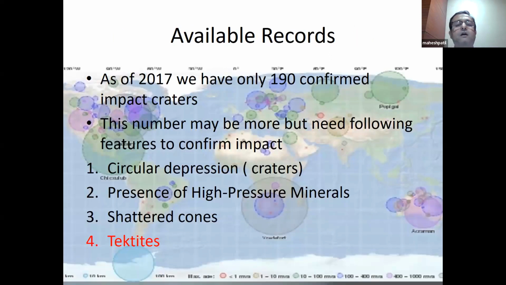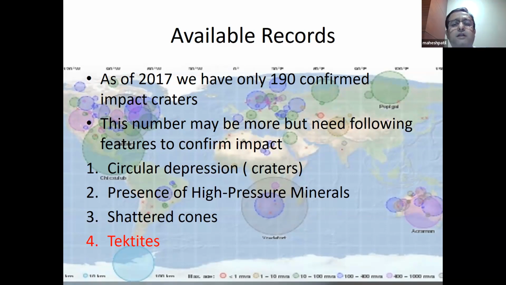So if we look at available record of our planet as of 2017, we have some 190 confirmed impact craters. But when we look at the moon and other planets, especially terrestrial planets, this number sounds like nothing. One of the reasons is that most of our surface is water, nearly 70%. Thus, many impacts occur in the sea. They are difficult to detect. Second, we are a live planet. We have tectonic activity, plate tectonics, wind, vegetation. Most important, we have human activities. Because of this, many craters get obliterated.